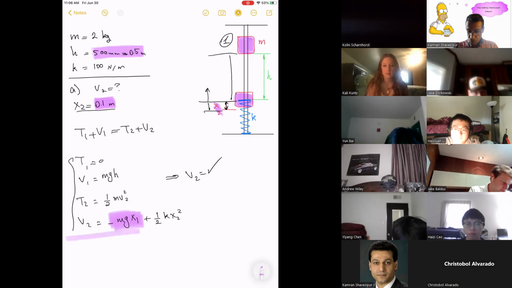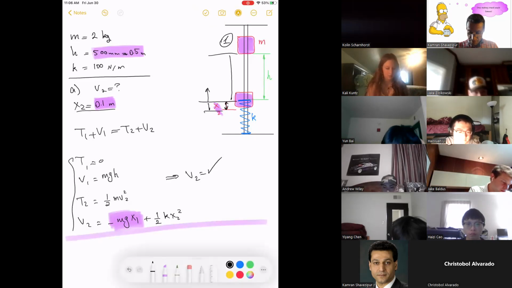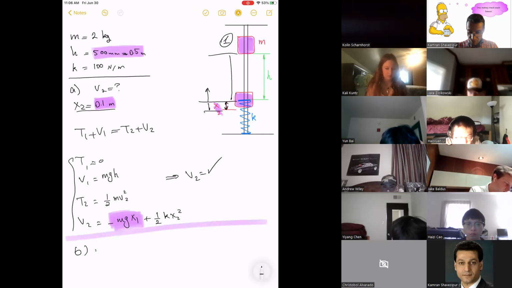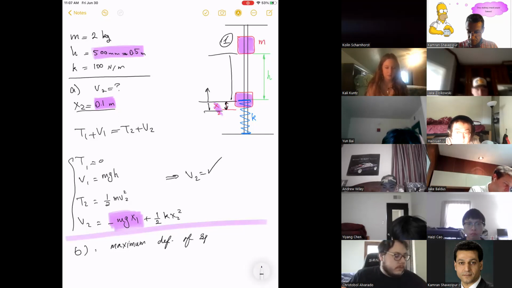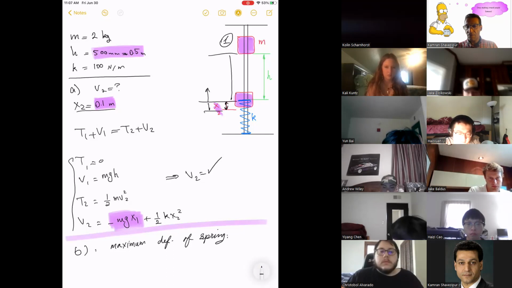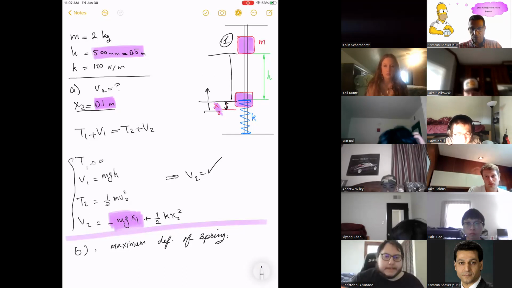Now, if we do the second part, part B, asking for the maximum deformation of the spring. I have seen some of you, maybe 2-3 students, do completely irrelevant stuff. That means you haven't got the concepts as deep as you should. So please go and review.